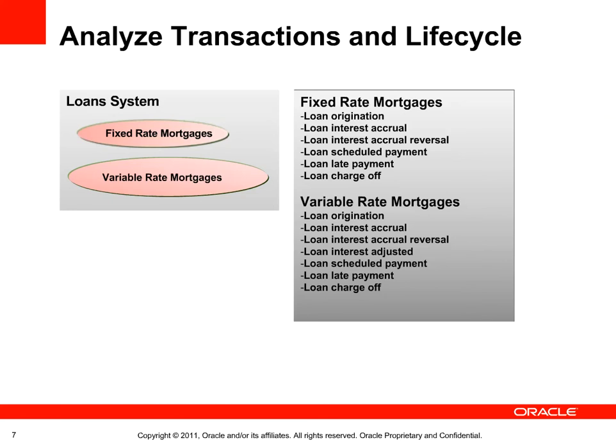In this example, variable rate mortgage loans have an interest adjustment event which may require accounting differently than other events. Therefore, fixed and variable rate mortgages are modeled as separate event classes. Also, a scheduled payment on a loan may have different accounting treatment than a late payment. Therefore, each is defined as a separate event type to enable definition of different accounting rules at that level.